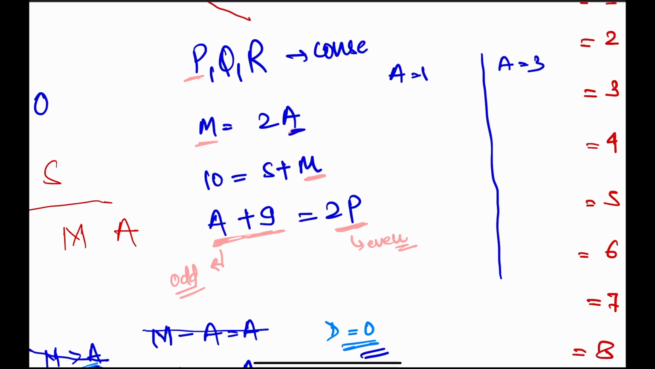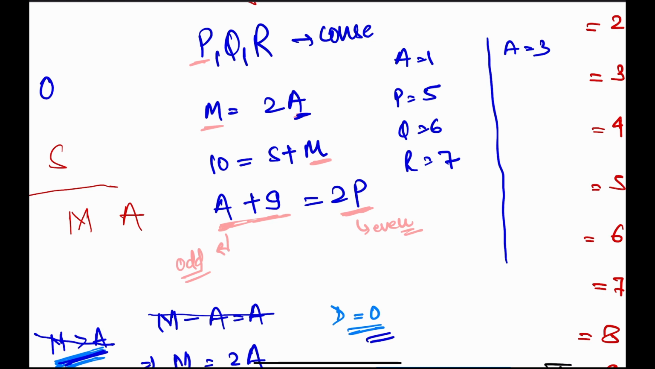So if A equal to 1, so 10 P will be equal to 5. P will be 5. If P is 5, Q will be 6, R will be 7. So P, Q are already done. So if A is 1, then M equal to 2, and if M equal to 2, then S will be 8. So everything as of now till here is filled.